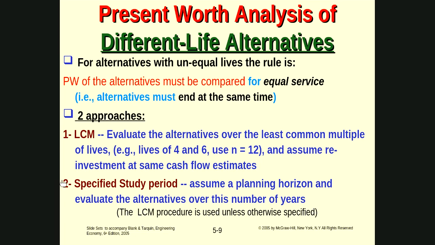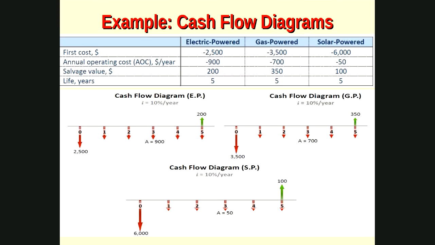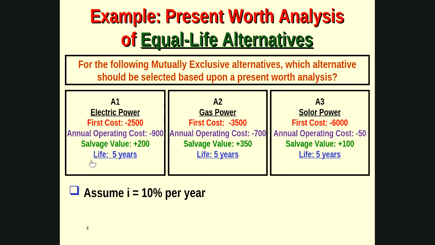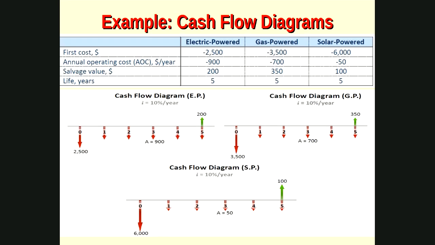Okay, now what about if those projects or those alternatives we had in this example are different in the number of years? They are different in number of years. So the solar was, let's say, 7, and the gas was 8, and the electric was 10. So what do we do in this case?